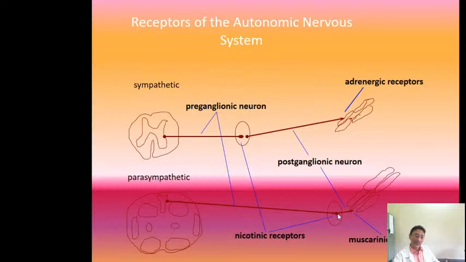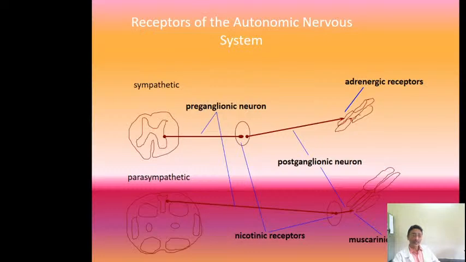Near the target organ, they end in a ganglion. From there, you will find that the postganglionic neurons take their origin. So you will have long preganglionic fibers and very short postganglionic fibers, because the ganglion is present very close to the target organ.